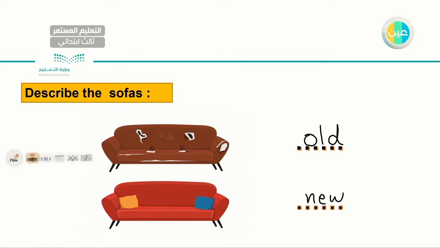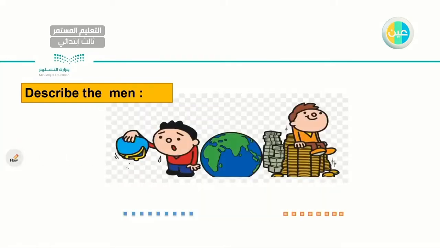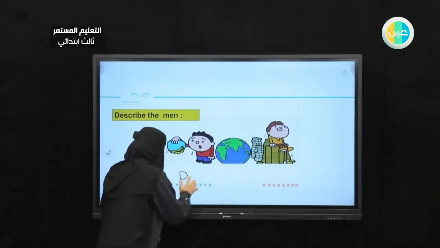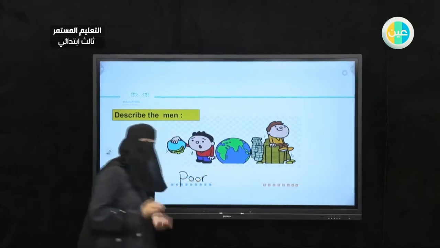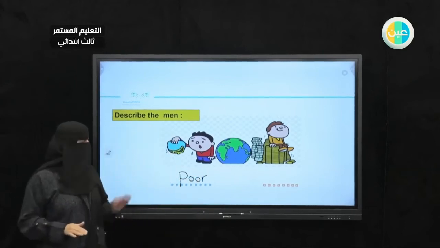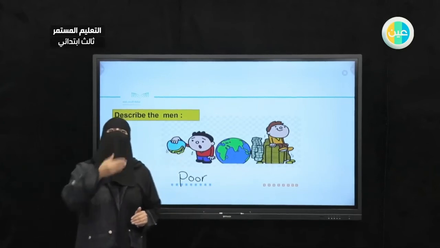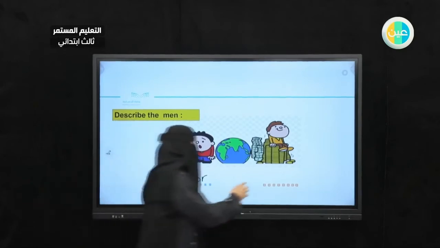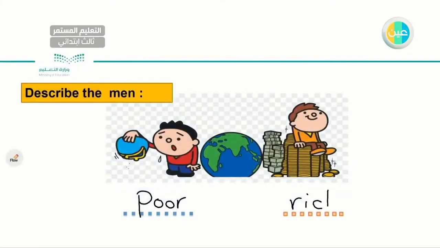Okay, let's go to the next one. For this one, as you can see, I have two men here. The guy on the left is showing us that he has no money. So the adjective is poor. He is poor. Very good. He has no money. Excellent. But the guy on your right has a lot of money. So he is, exactly, he is rich. And these are opposites, poor and rich.